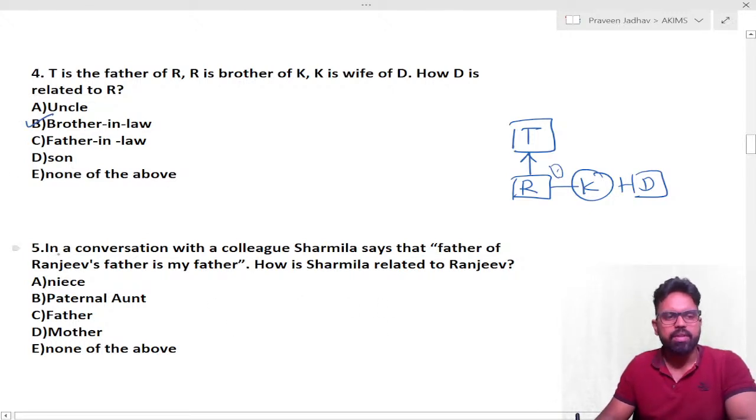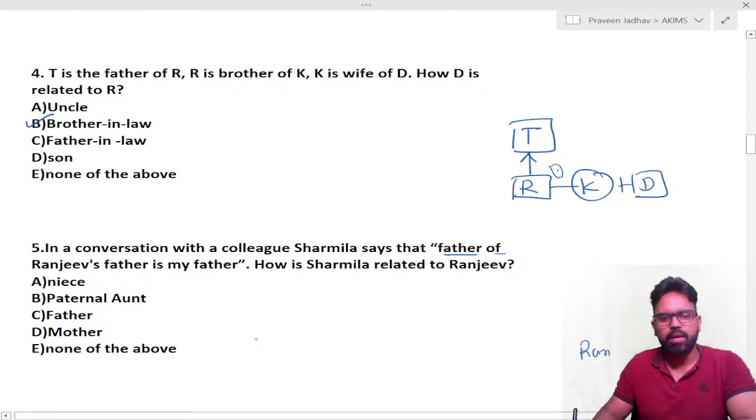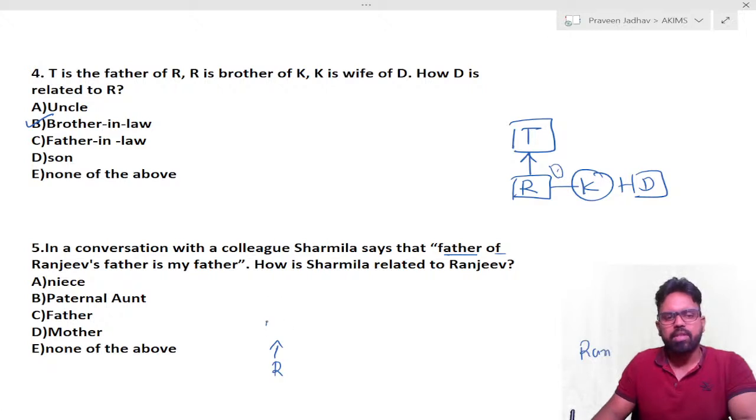Now read the next question. In a conversation with a colleague, Sharmila says, father of Rajiv's father is my father. If this is Rajiv, then father of Rajiv's father means there must be a person called father of Rajiv. Father of Rajiv's father is my father. Who is this? Sharmila.